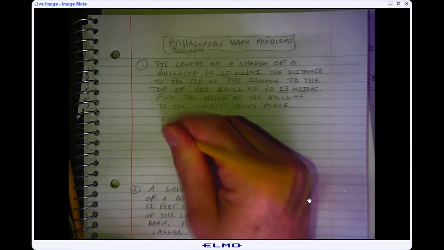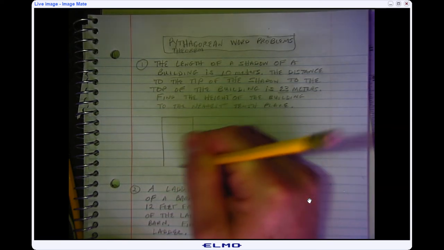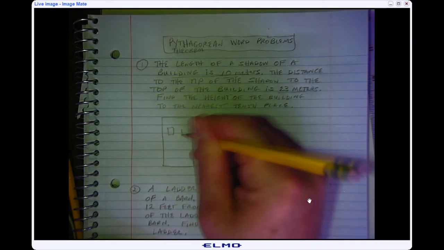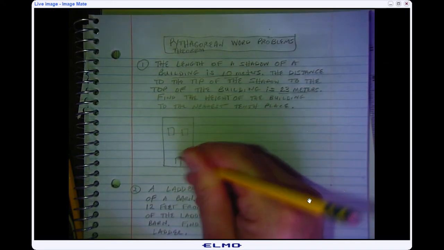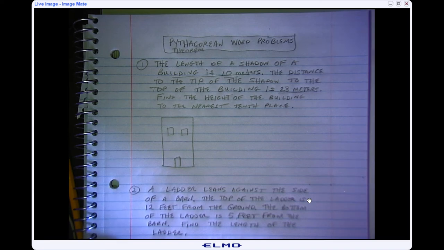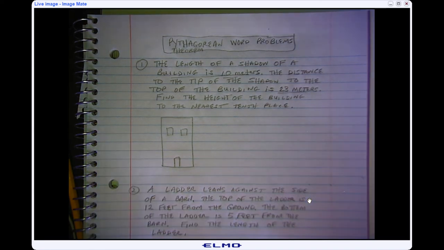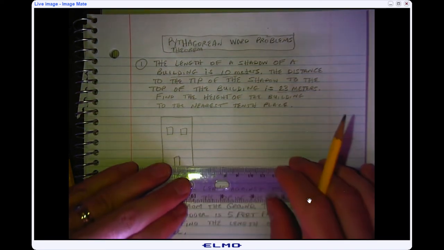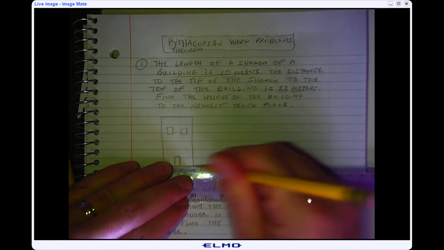So again, just draw kind of like a building. Let's put a couple windows in here, and here's a door. So here's my building. And they're saying that the length of the shadow from the building is 10 meters. So I'm just going to draw a straight line. I'm going to label this 10 meters.